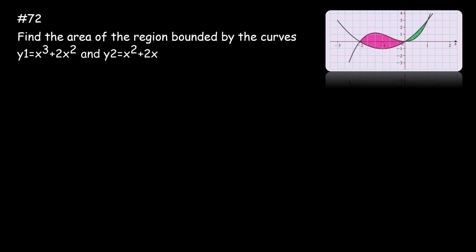Question 72. Find the area of the region bounded by the curves y1 equal to x cubed plus 2x squared and y2 equals x squared plus 2x.